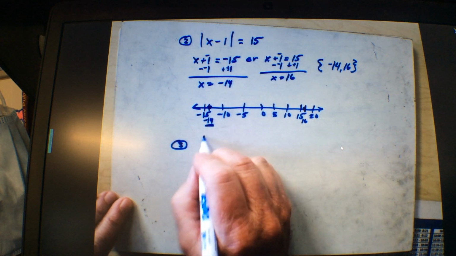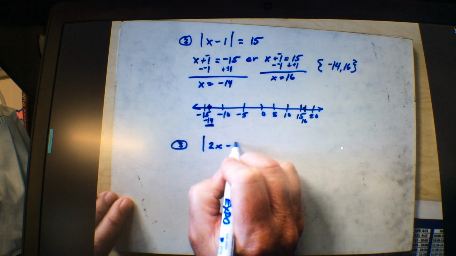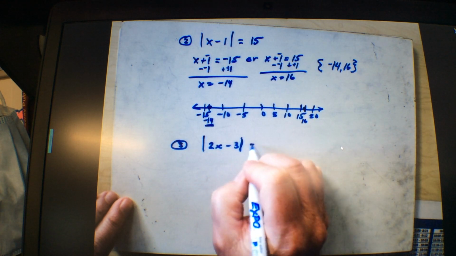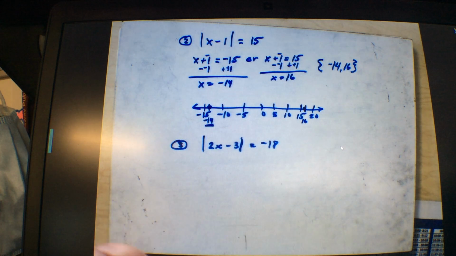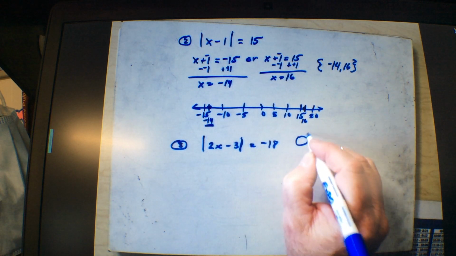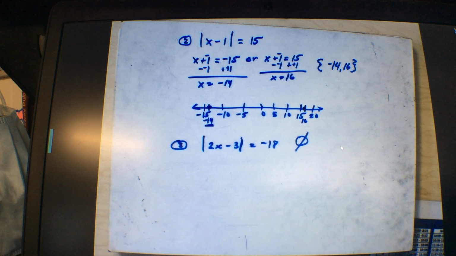All right, I've got the absolute value of 2x minus 3, the absolute value that equals a negative 18. Okay, what do I do? What would it be? 2x minus 3 equals negative 18. I don't think so. Is it no solution? This is no solution. I'm going to teach you a quick way to put no solution. Put a 0 and slash it.